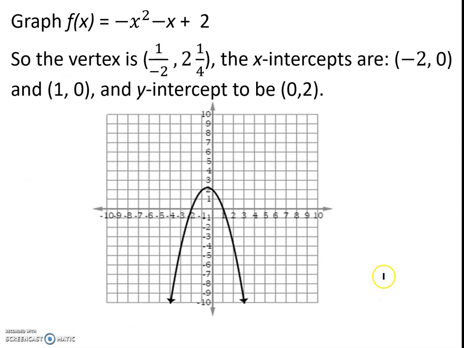Graphing that function then, the vertex is here at negative 1/2, 2 1/4, and the x-intercepts are at negative 2, 0, and 1, 0, and the y-intercept then is here, 0, 2. It is upside down because we factored that negative out. Remember, that's a negative x squared, which flips the quadratic downward.